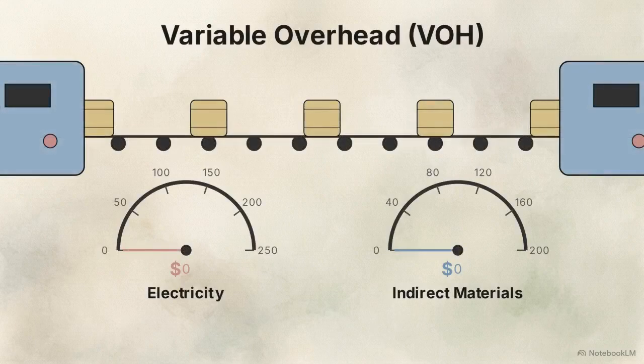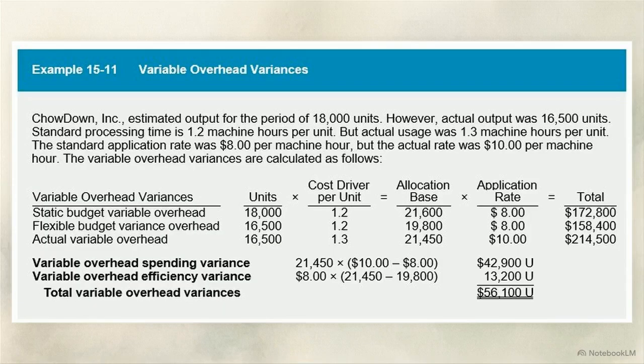Variable overhead, or VOH, are costs that flex proportionately with production output, like electricity to run machines or indirect materials consumed during assembly. This table details Chowdown's variable overhead variances. Planned output was 18,000 units, but actual was 16,500. Standard processing time is 1.2 machine hours, but actual usage crept to 1.3. Finally, the standard application rate was $8 per hour, while the actual rate was $10.